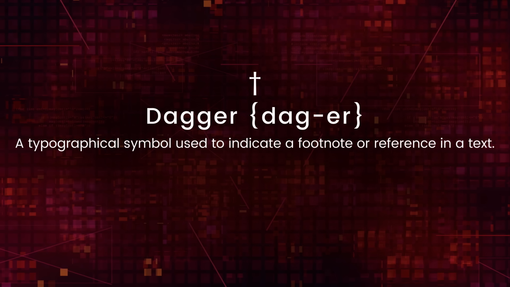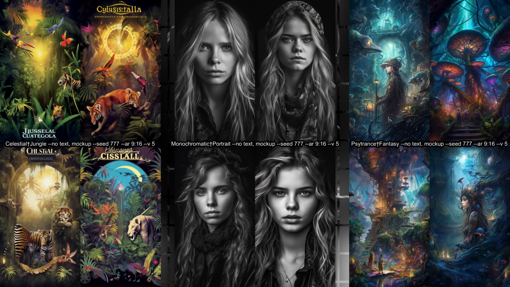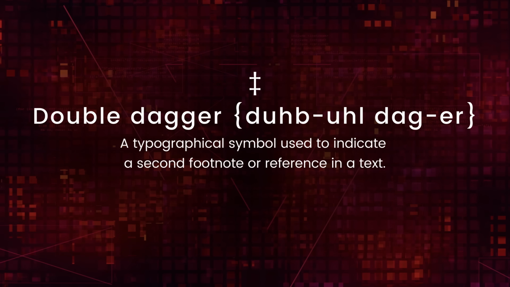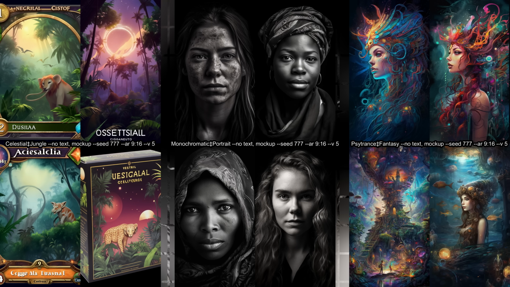Dagger. Another set of great images with the tiny exception of text in the jungle images. I feel like I have seen the psytrance images in some place before, and irony mark I think is the closest. Double dagger. A typographical symbol used to indicate a second footnote or reference in a text. Not so good as the dagger. Pretty okay, but I guess just another symbol and nothing else.